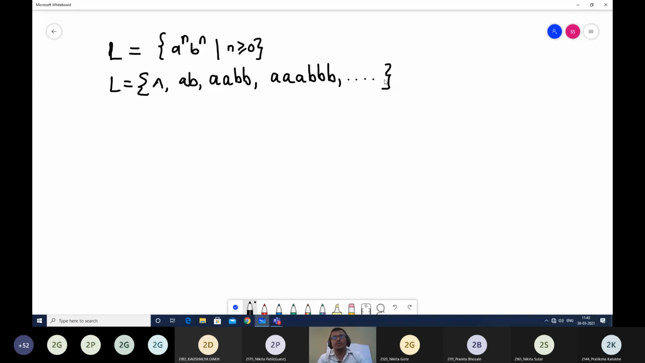Are the strings understood? Value of n is 0, the string generated will be null. Value of n is 1, the string generated will be AB. Value of n is 2, the string generated will be AABB. Don't write it as A square B square; it indicates how many A's and how many B's are there in your string. Then for n as 3, we will have 3 A's and 3 B's, followed by 4 A's and 4 B's, and so on. Like this the strings will be there.